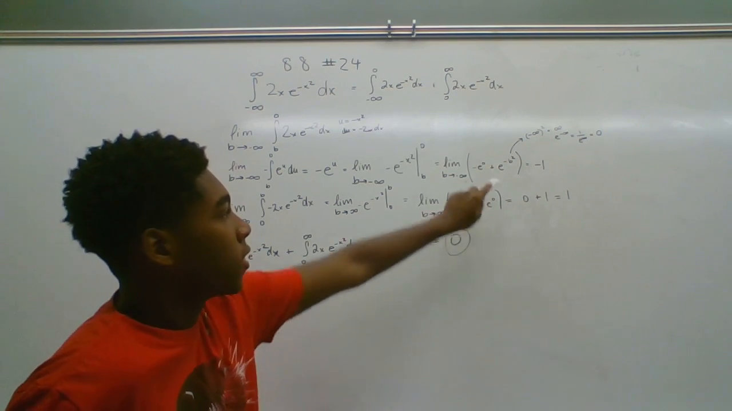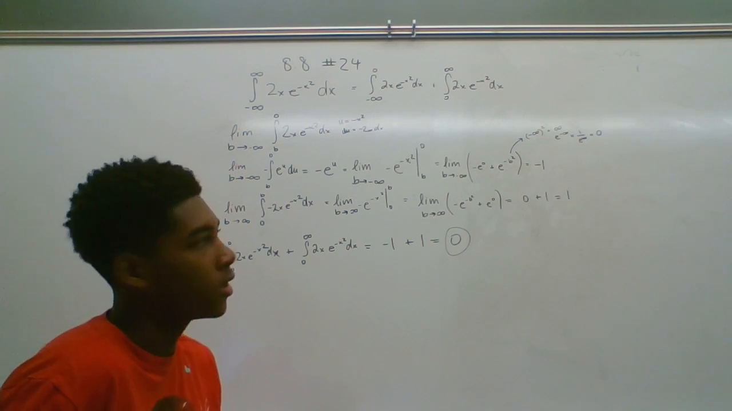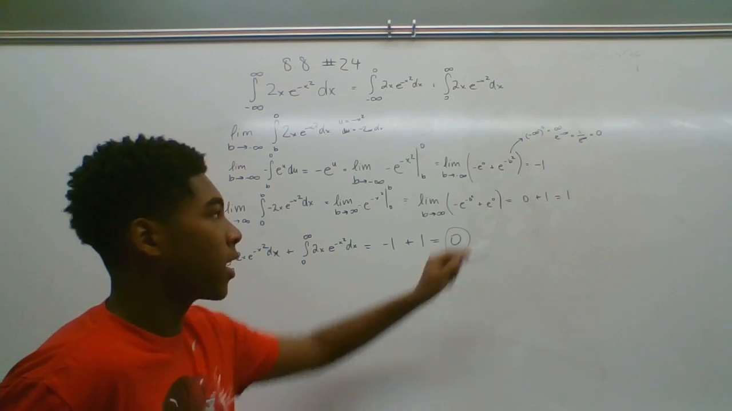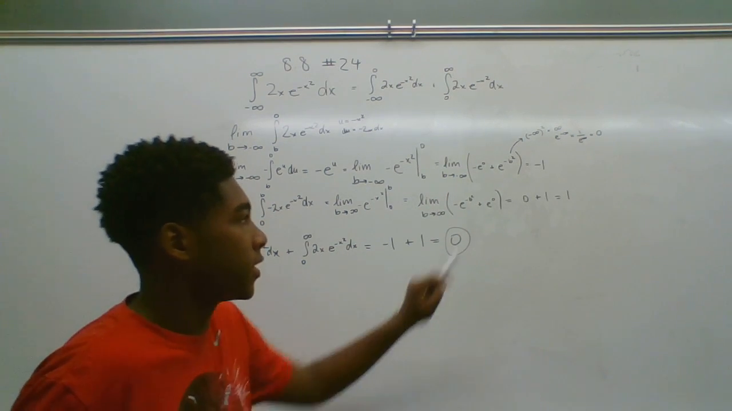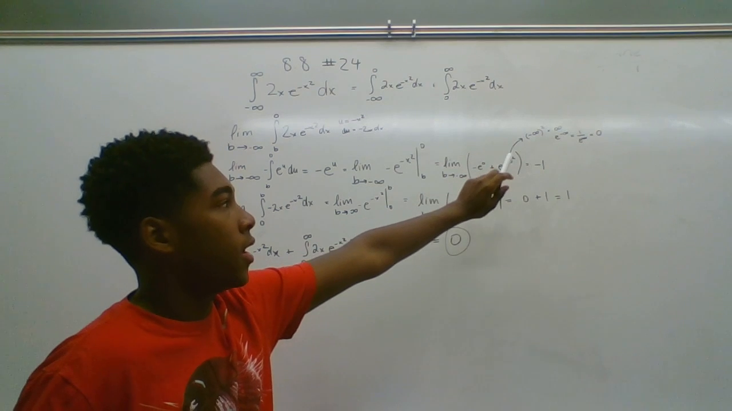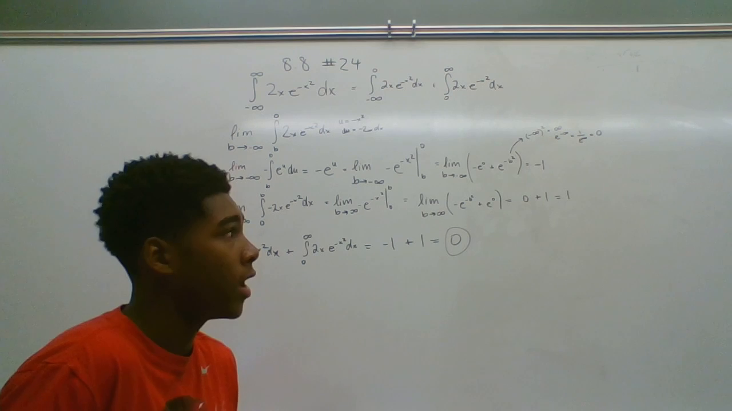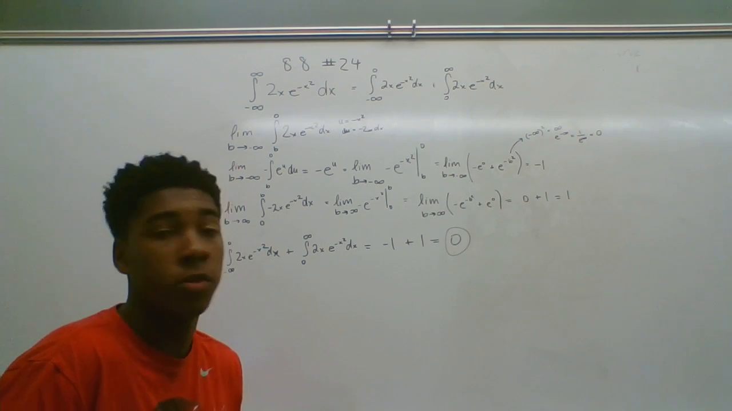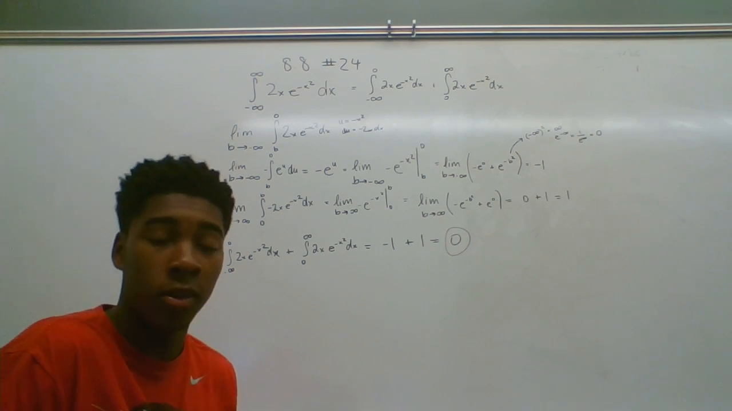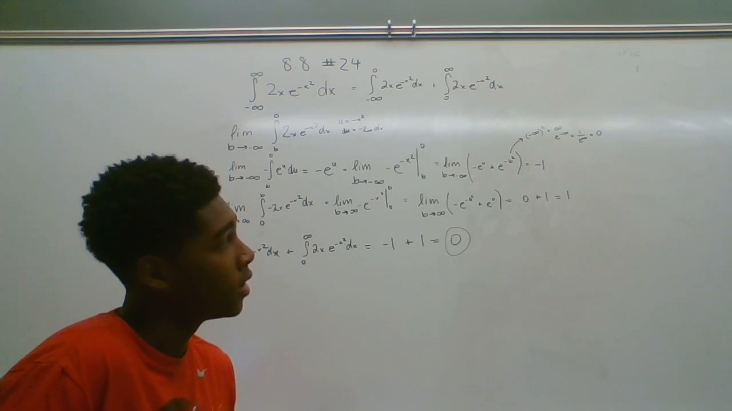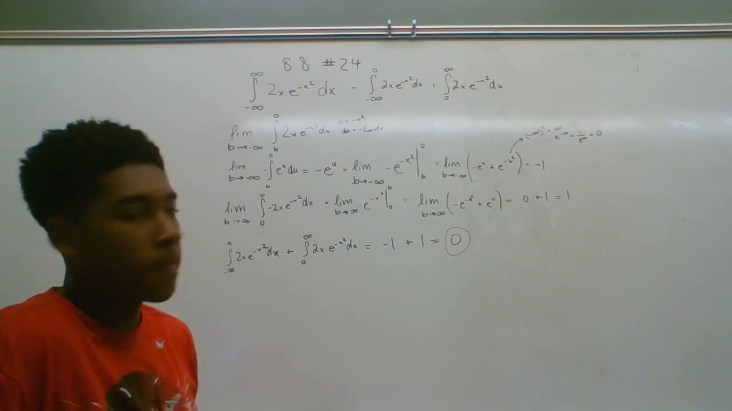And so the first part is easy. Any number raised to the 0th power is just 1. And then since we have a negative sign out front, it's going to be negative 1. And then for the second part, you'll have negative b squared, and b is negative infinity. So you'll have negative infinity squared, which will be positive infinity. So then you'll have e to the negative infinity, which is 1 over e to the positive infinity, which equals 0. So then you'll have negative 1 plus 0, which is just negative 1.